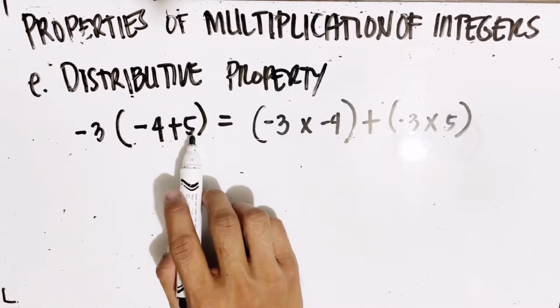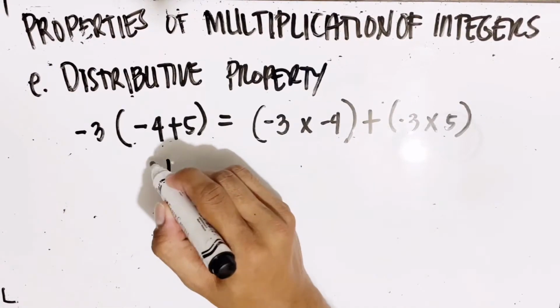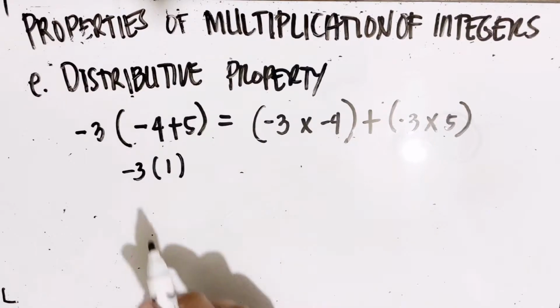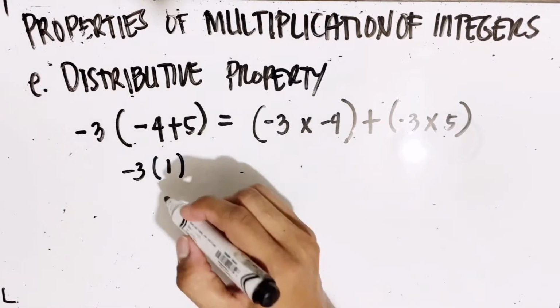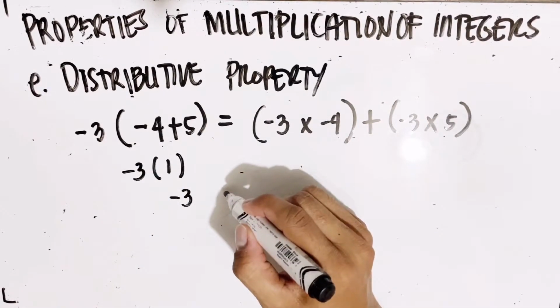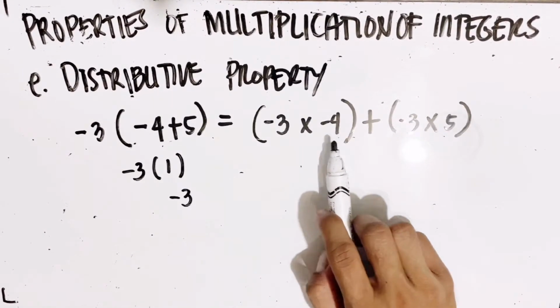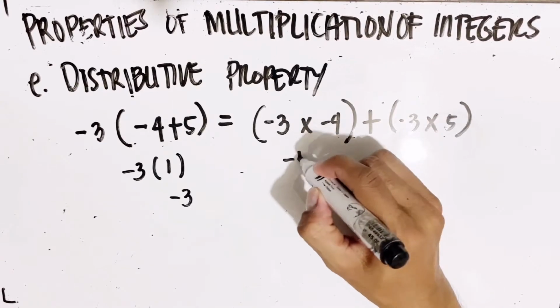Negative 4 plus 5 is 1. That is multiplied with negative 3. Negative 3 times 1 is negative 3. How about on the right side? Negative 3 times negative 4 is negative 12.